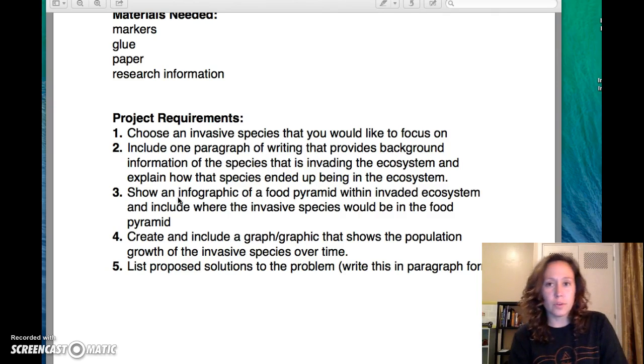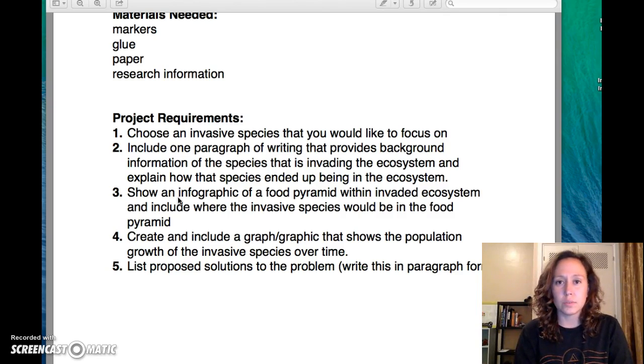Just a helpful hint, usually an invasive species would be somewhere around the top because invasive species by nature are overpopulated due to a lack of predators. So just keep that in mind, maybe research into that a little bit. Then you also need to create and include a graph or graphic that shows the population growth of the invasive species over time and list some proposed solutions to the problem.